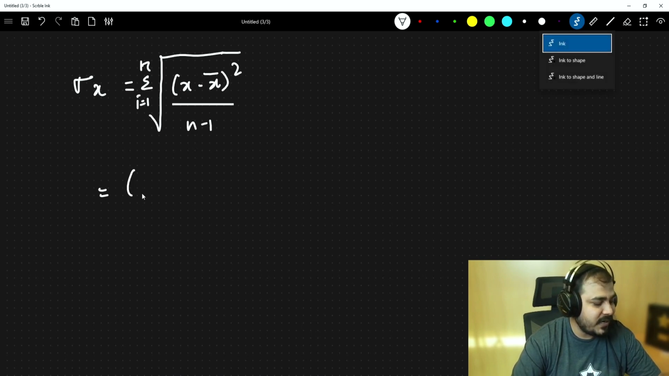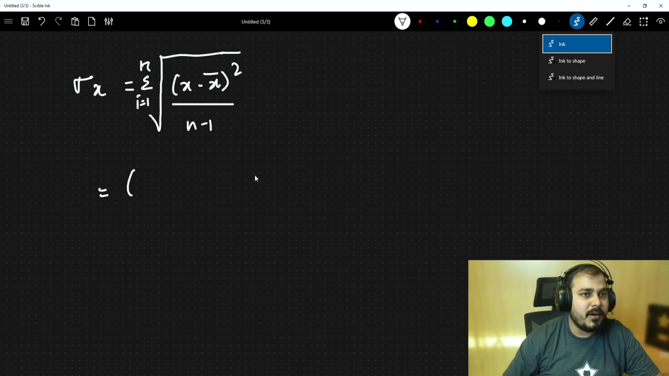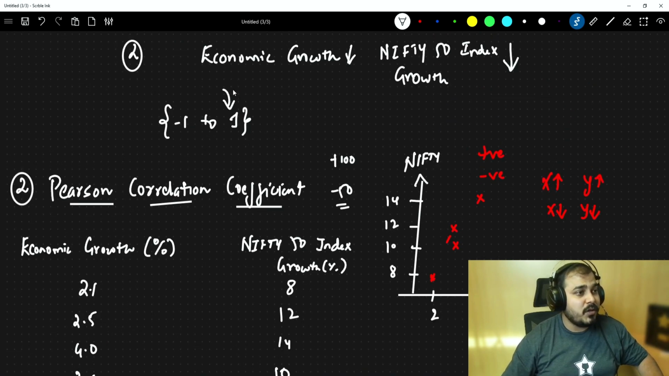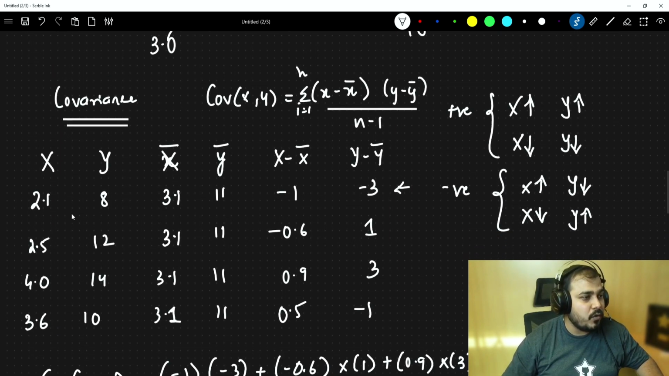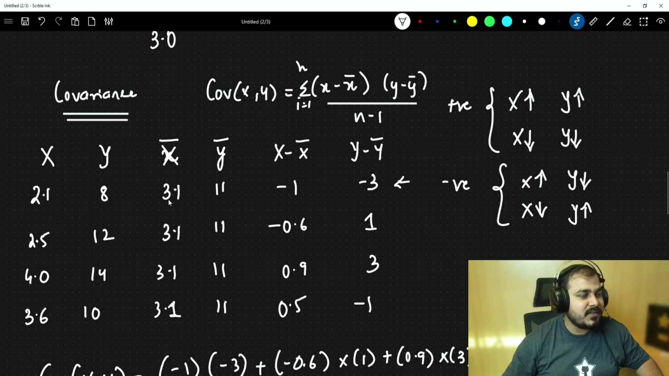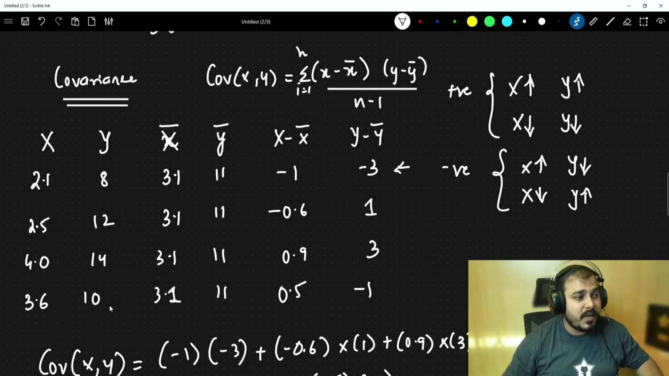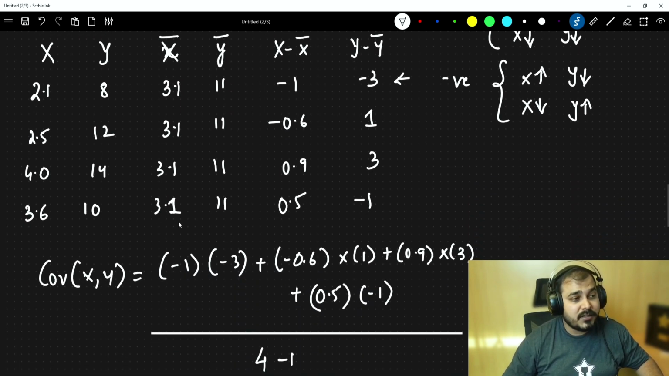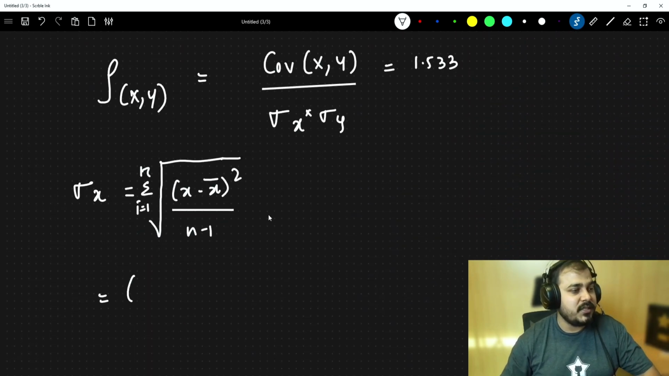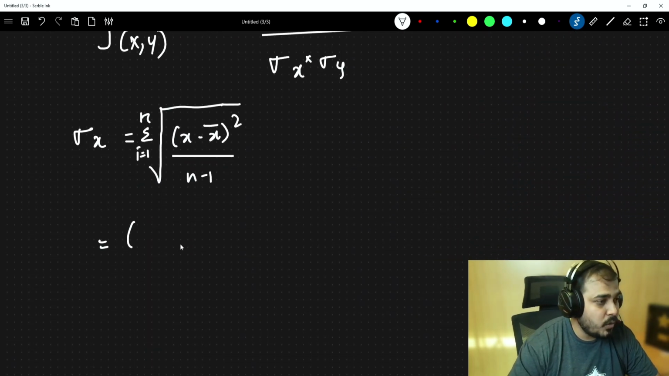The first thing that I am going to write, I have written it in my book also for the calculation so that I don't have to go above. It will be 2.1 minus 3.1 whole square plus 2.5 minus 3.1 whole square plus 4.0 minus 3.1 whole square, plus 3.6 minus 3.1 whole square. So this is what I am actually going to write. It is very much simple.